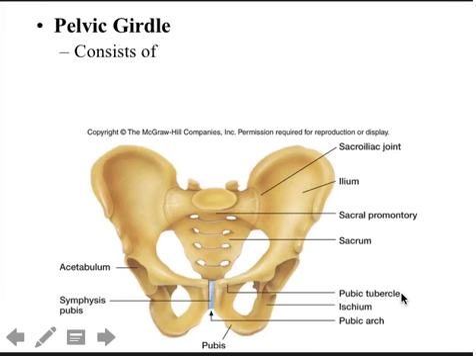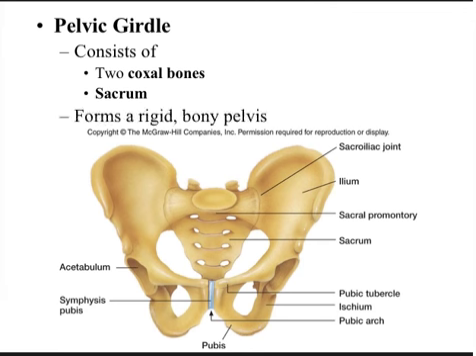The pelvic girdle consists of 2 coxal bones, the sacrum, which forms a rigid bony pelvis, and the coxal bones, which articulate with it laterally. This area here is the sacroiliac joint. There's one there and there's one there, and this articulation in the front is known as the pubic symphysis. The lumbar vertebrae are superior to the sacrum, while the coccyx is inferior to it.